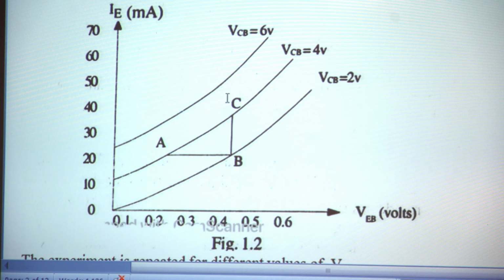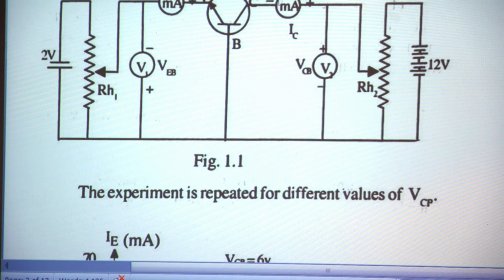Now we want to do the second part. We want to draw the output characteristics. The output characteristics is already mentioned. It is the curve drawn between VCB and IC at a constant value of IE. Now for that, using the rheostat RH1, this IE is kept constant, say at 10 milliampere. IE is 10 milliampere. Now using the RH2, we are changing the collector base voltage.